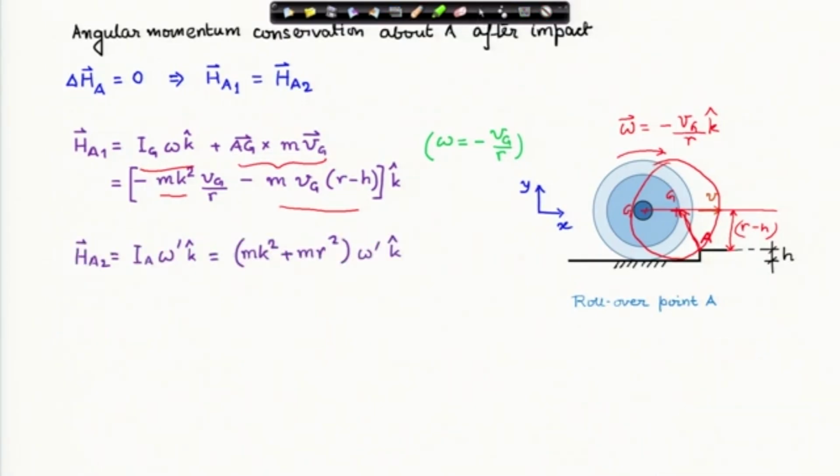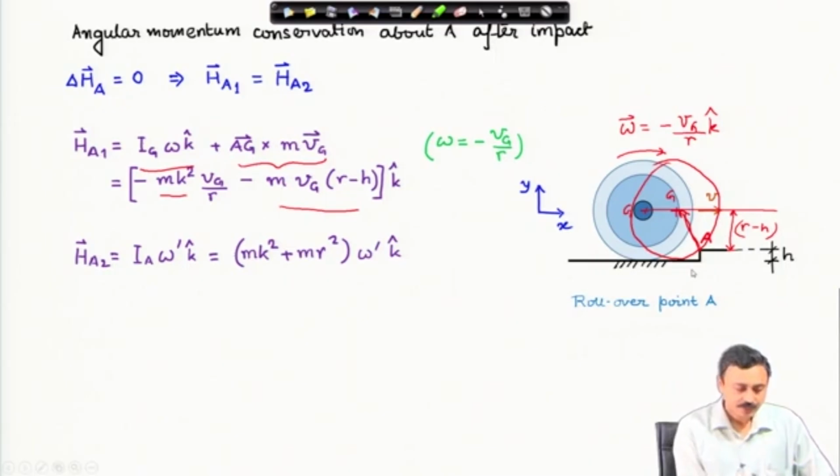Next, I calculate the angular momentum about point A just after the impact, when the wheel starts rolling over point A. The same picture with the red circle suffices. Angular momentum now will be, because it is rolling over this point A, I can assume that it is hinged at A. Therefore, the angular momentum is the moment of inertia about A times the angular velocity just after the impact, which I write as omega prime k cap. I will find out omega prime.